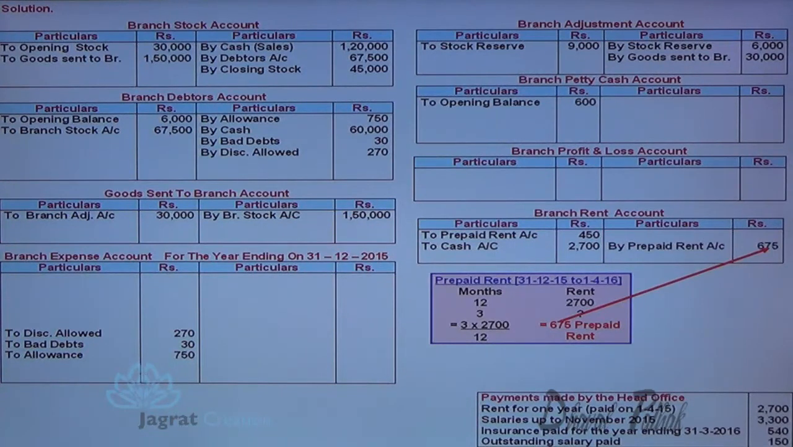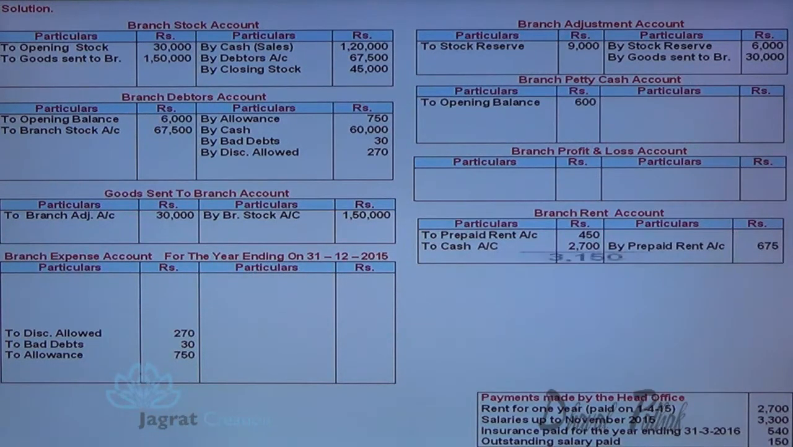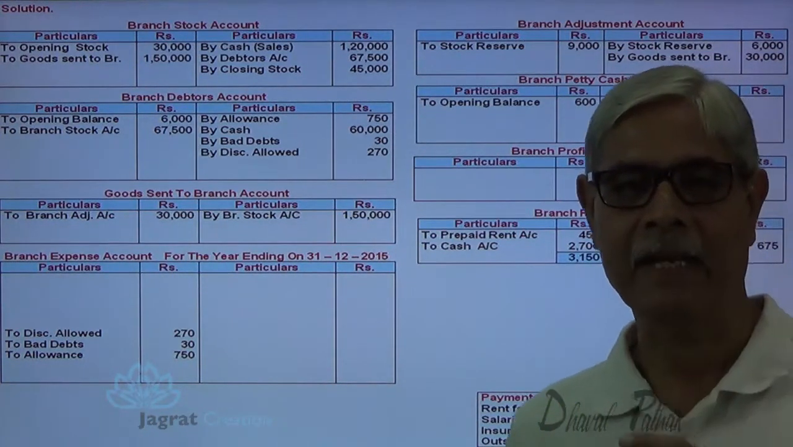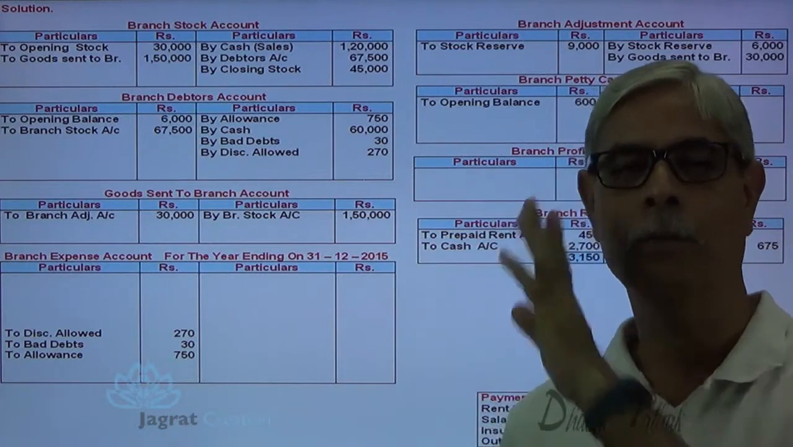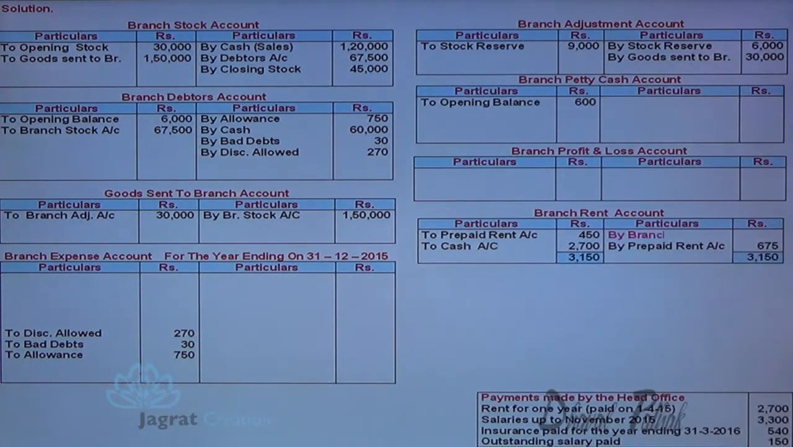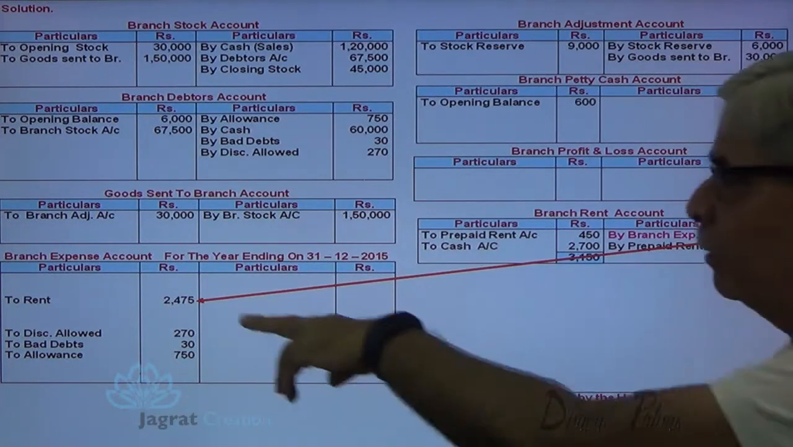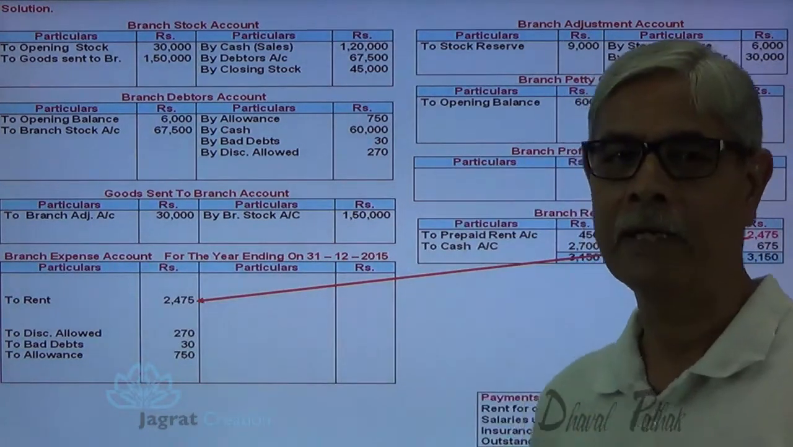So, here rent account is to be credited. And whatever the net difference of this branch rent account is an expense of rent during the year, that will be transferred to branch expense account. So, branch expense account is debited with rent. So, branch expense account debit to rent account credit.